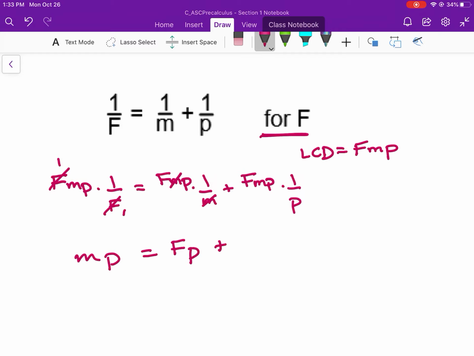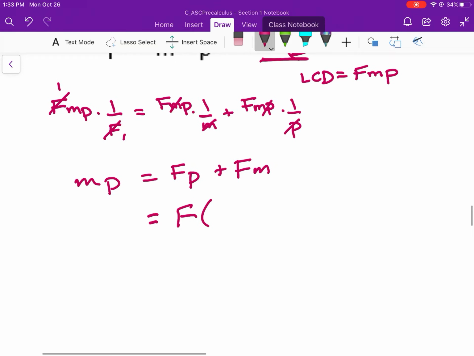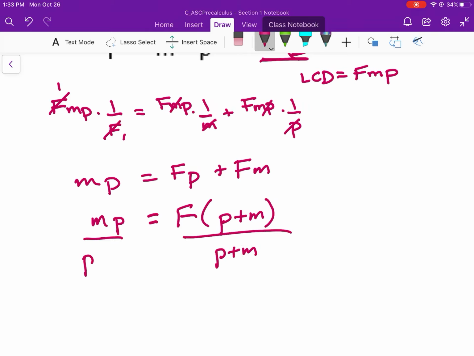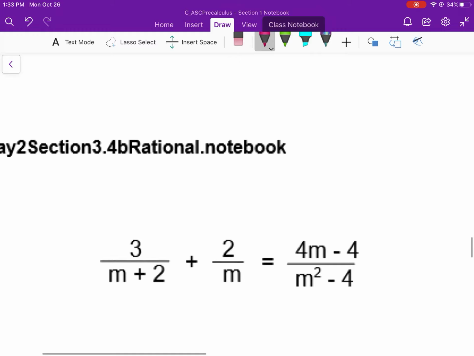So the F's cancel, the M's cancel, and the P's cancel. All right, now I'm looking for F. So I have 2 F's over here. I'm going to factor it out and end up with P plus M. And this side is MP. So then just divide by P plus M, and that's your answer. F equals MP over P plus M.